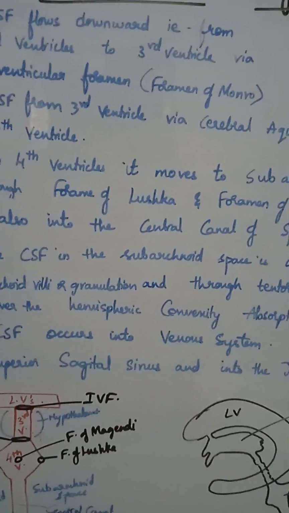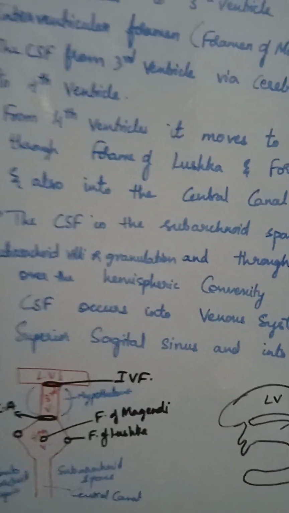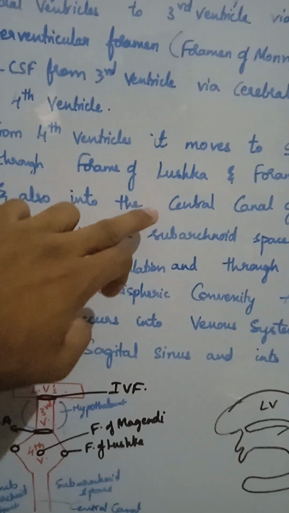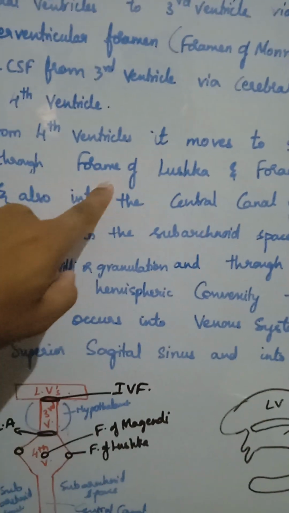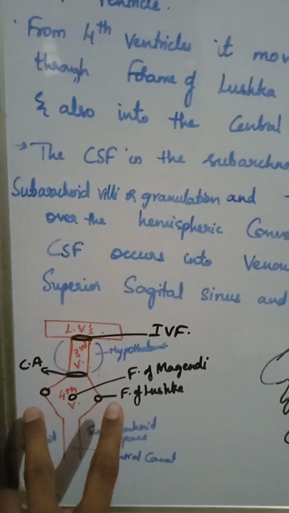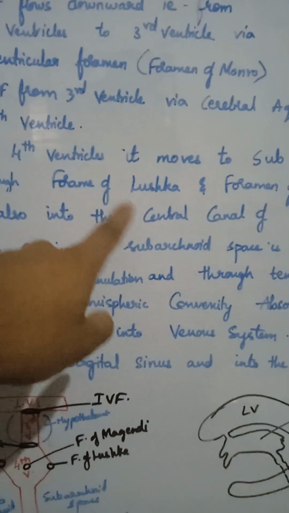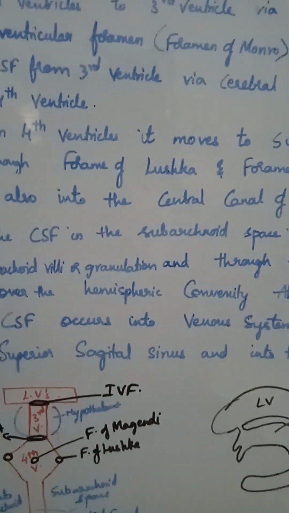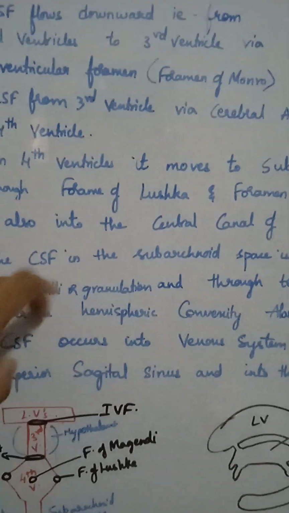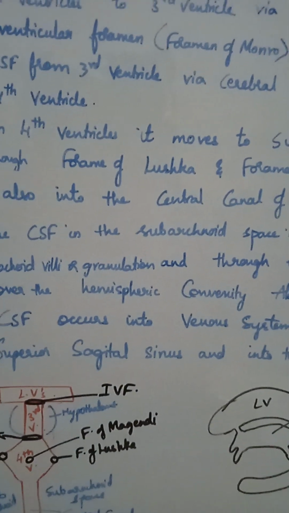And again from the fourth ventricle it has to move to the brain and spinal cord. How it will move is, it will go into the subarachnoid space, and then it will go to the brain and spinal cord through the foramen of Luschka and foramen of Magendie. Foramen of Luschka is also called a lateral aperture. These are present on the lateral side of the fourth ventricle, so they are called lateral apertures. So foramen of Luschka and foramen of Magendie. Pronunciation may differ, I'm sorry for that. And also into the central canal of the spinal cord.